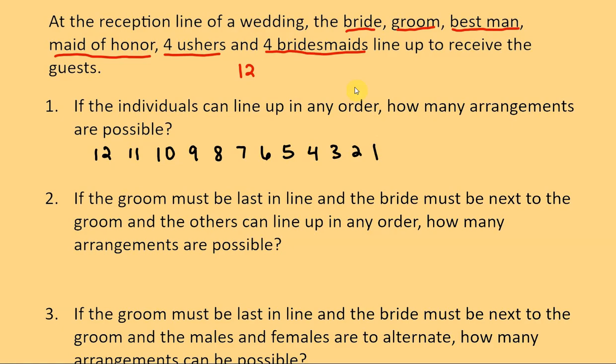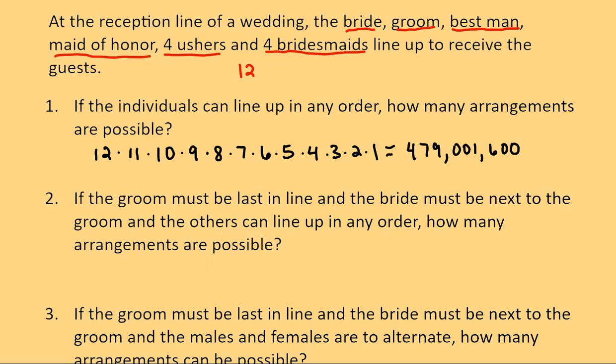And that used every person, because there needed to be 12 positions, and there were 12 people. And then to find out how many arrangements are possible, we're going to multiply all of those together. So if we multiplied 12 times 11 times 10 times 9 times 8 times 7 times 6 times 5 times 4 times 3 times 2 times 1, we would get 479,001,600 different ways to arrange those 12 people.